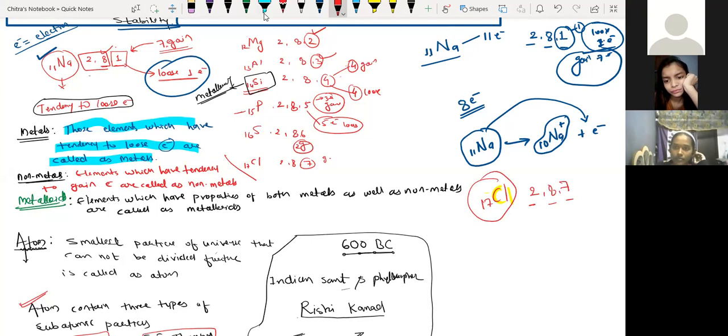Again, the octet rule says an element must have 8 electrons in order to acquire stability, but chlorine has only 7 electrons. So again there are two conditions for chlorine: whether it is going to gain 1 electron, or whether it is going to lose 7 electrons. So what is going to be easy for chlorine, to gain 1 electron or to lose 7 electrons?